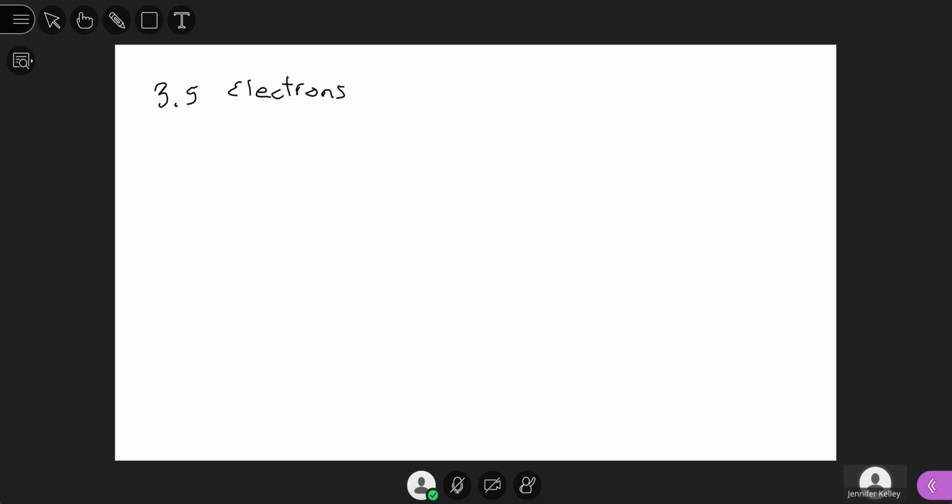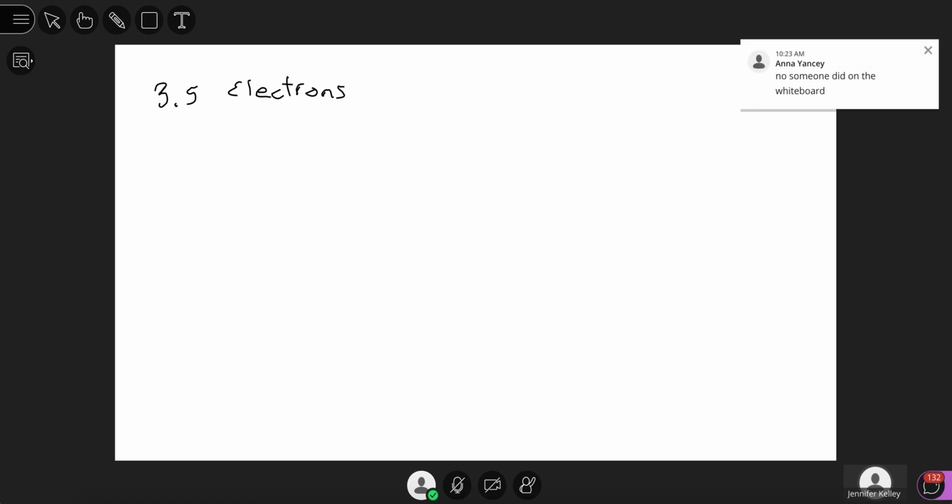Did I misspell Heisenberg on the quiz? I was doing it at like 1 o'clock in the morning. Oh, on the whiteboard. Okay. It's like, gosh, I don't know what I'm doing.